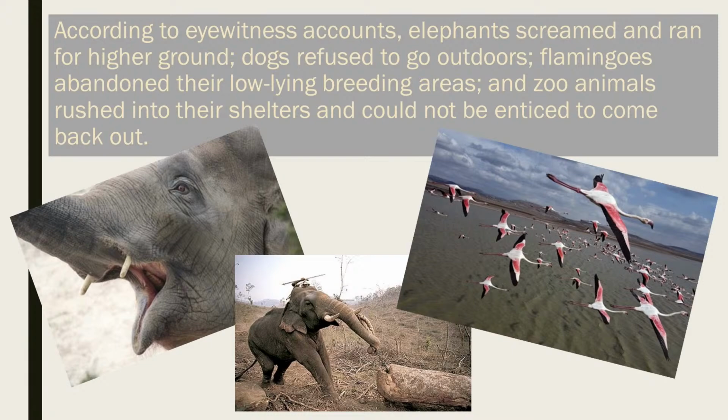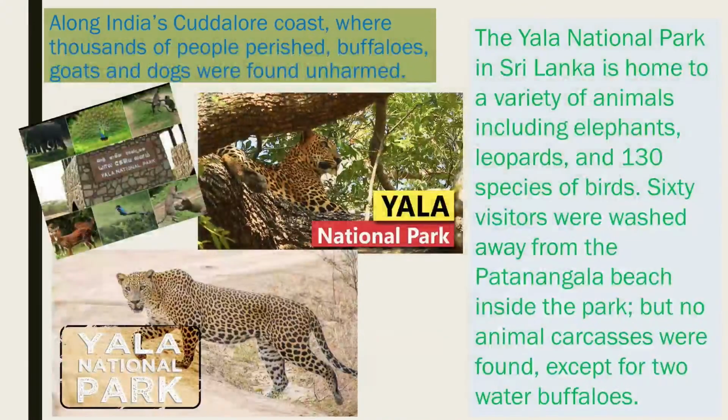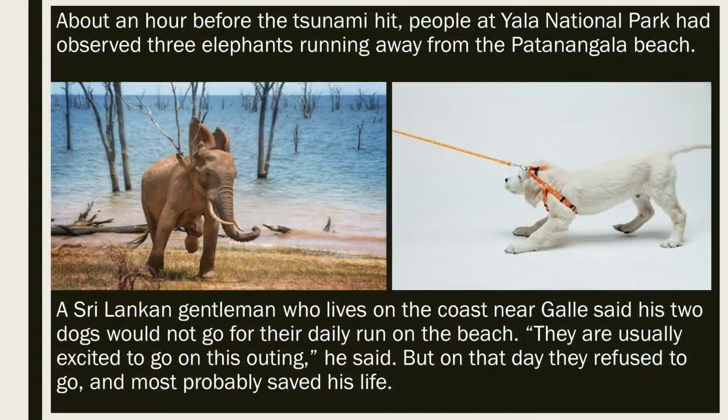Next slide please. So many people attribute this to the animal's sixth sense. Some people feel that animals have a sixth sense which causes them to know when a danger lies ahead, and as a result they are able to save themselves from this danger. Next slide please. Now this incident is from Yala National Park in Sri Lanka. The Yala National Park in Sri Lanka is home to a variety of animals including elephants, leopards and 130 species of birds. 60 visitors were washed away from the beach inside the park, but no animal carcasses were found except for 2 water buffaloes. So this again shows the animal's ability to sense danger and flee to safety.